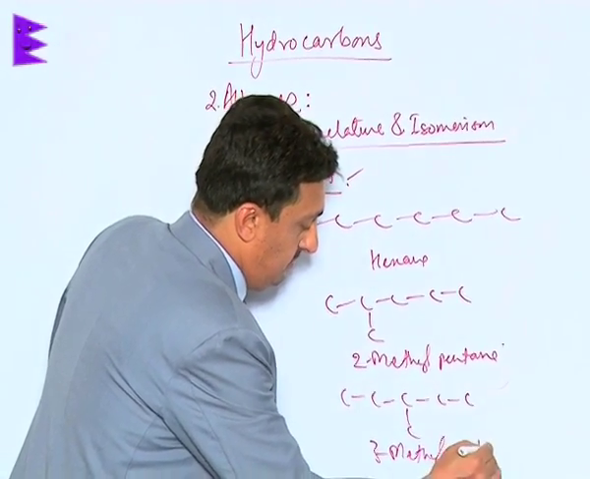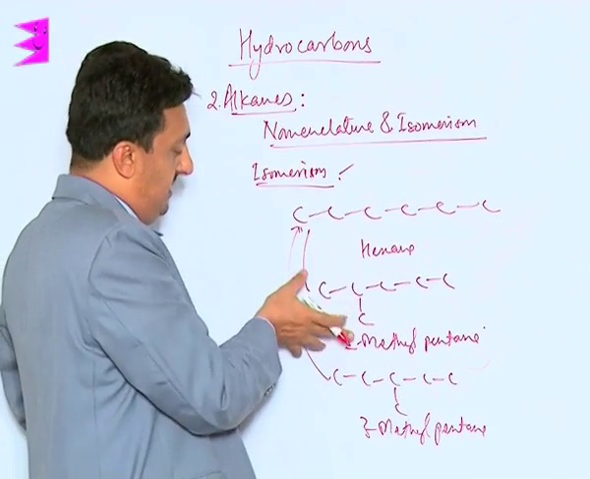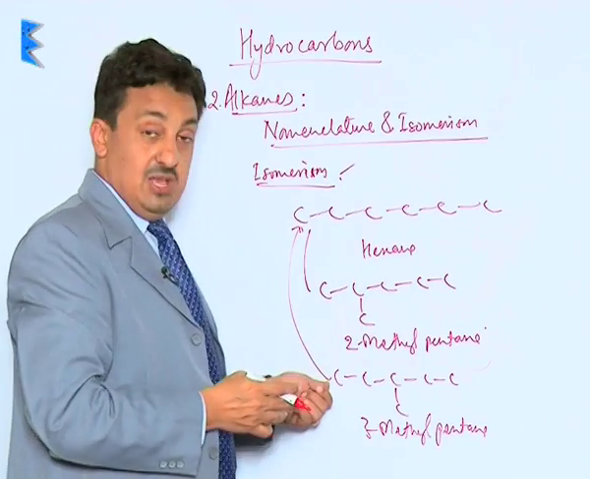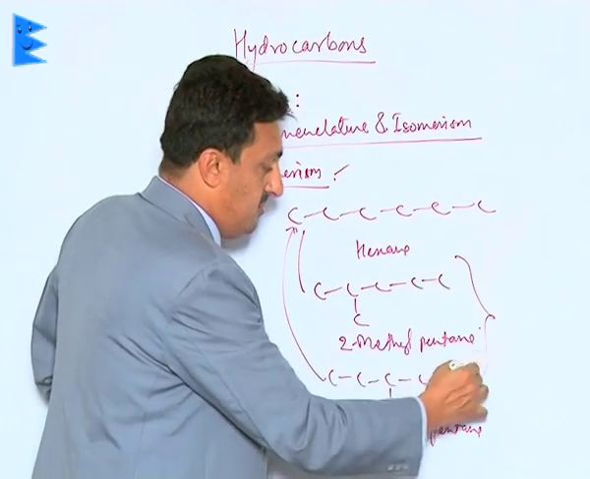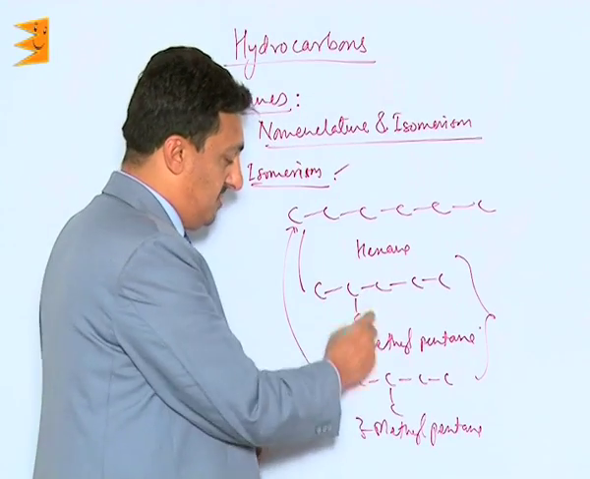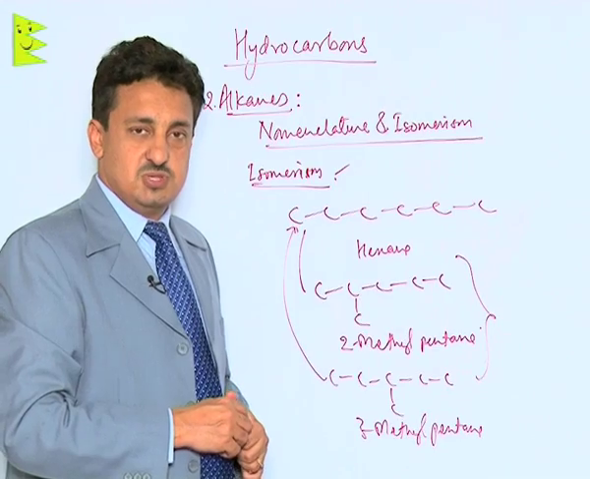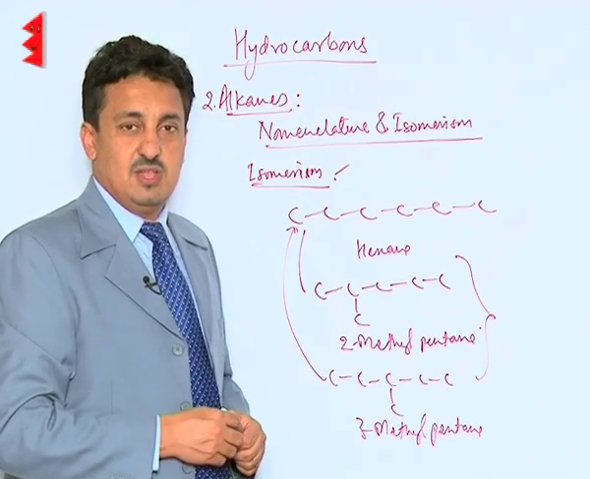3-methylpentane. Remember, this one and this one are chain isomers of each other, but these two among each other are position isomers, because in this the position of the side chain has been changed. So these are the two basic types of isomerism it shows. The conformational we will be doing later on.